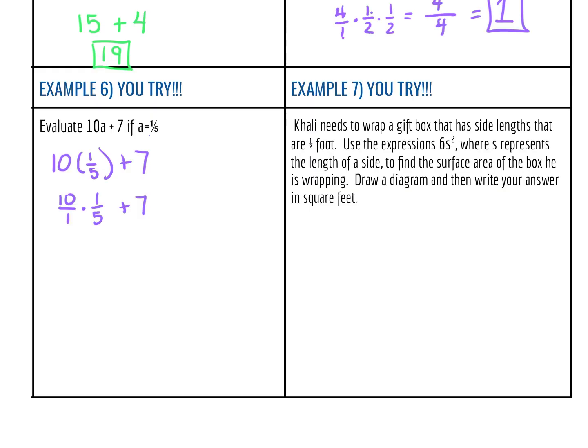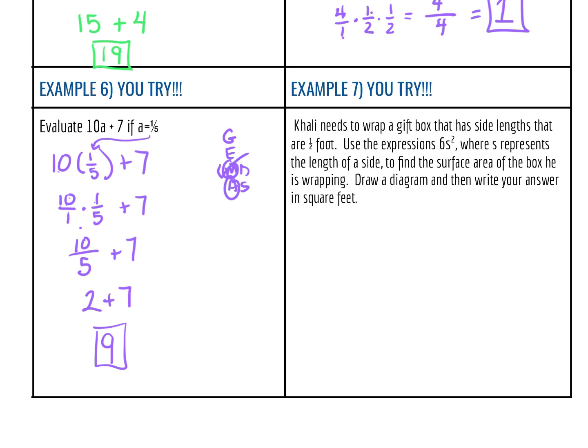All right, so you should have substituted the 1/5 in for the a. And then change your whole number to 10 over 1. Now we have multiplication and addition. In GEMDAS, right, the multiplication happens before the addition. So we're going to go ahead and multiply. So 10 times 1 is 10. 1 times 5 is 5. So you get 10/5 plus 7. Simplify the 10/5. That's just 2. And then you have 2 plus 7. So we did the multiplication. Now we need to do the addition, and you should have gotten 9.